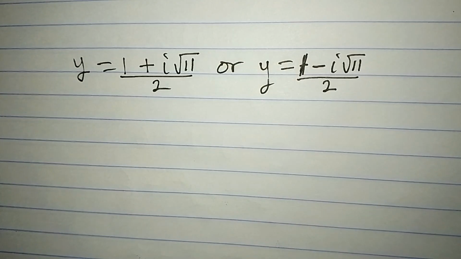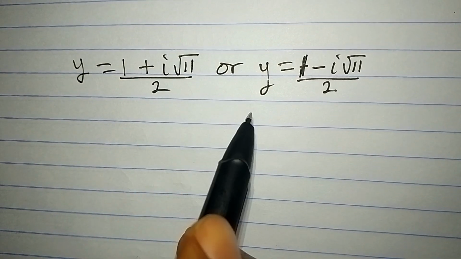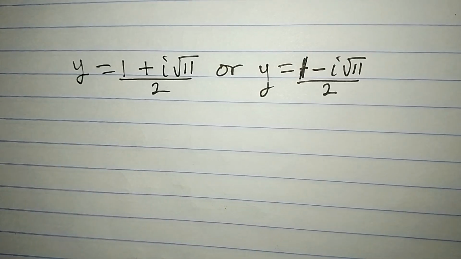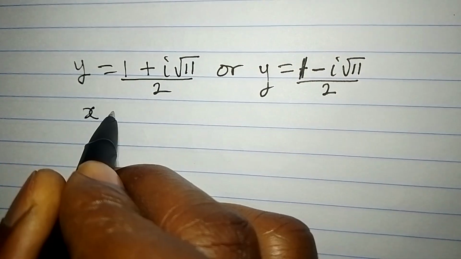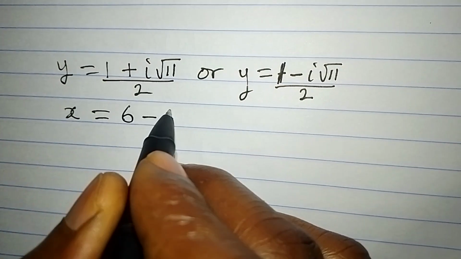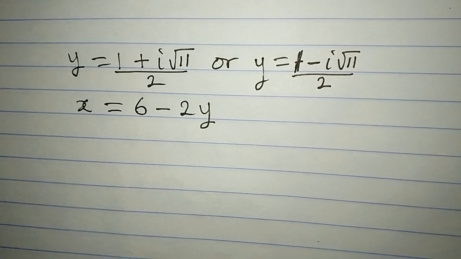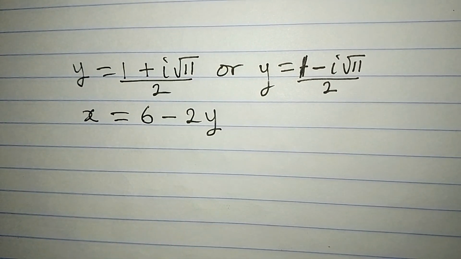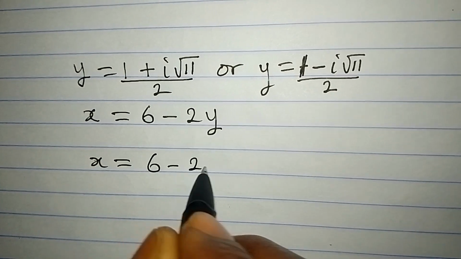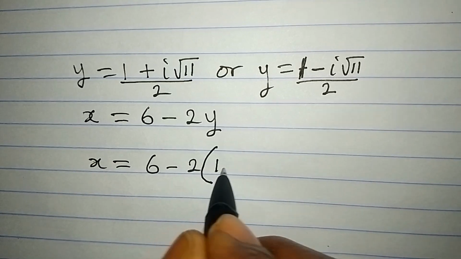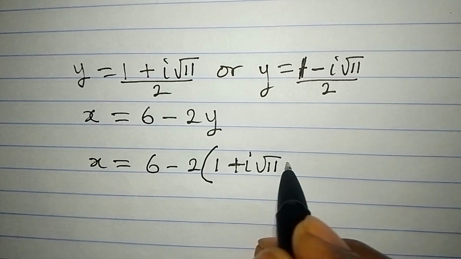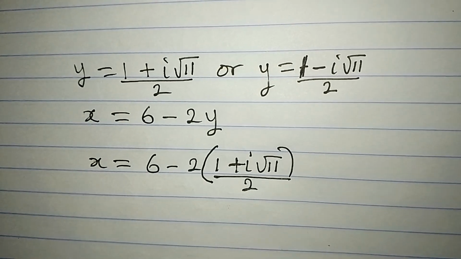Okay, so these are the values of y. To get the corresponding value of x, we go back to equation 3, x is equal to 6 minus 2y. So this is our equation 3, and now let's put in the first value of y. So x will be equal to 6 minus 2, open bracket, 1 plus I root 11, and the whole of this is over 2.